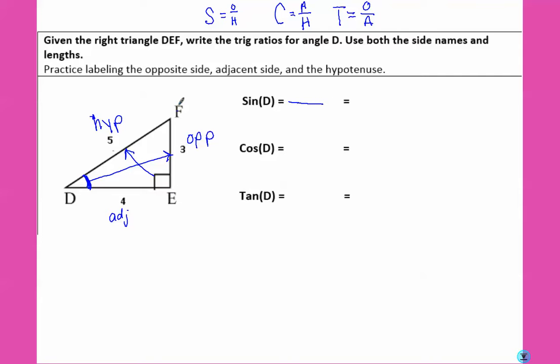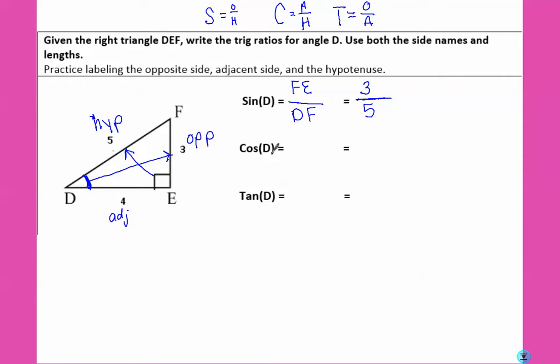So the opposite side would be FE over the hypotenuse, which is DF. So that's the side names. What about the side lengths? FE is 3, DF is 5. Can 3/5 be simplified? It cannot, so we'll just leave it like that.